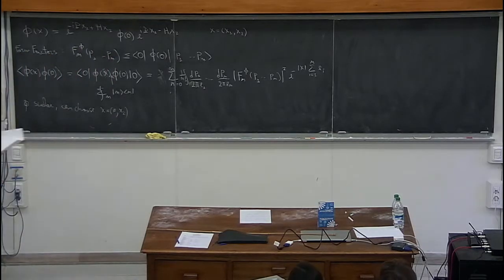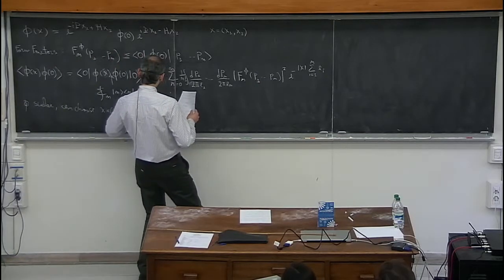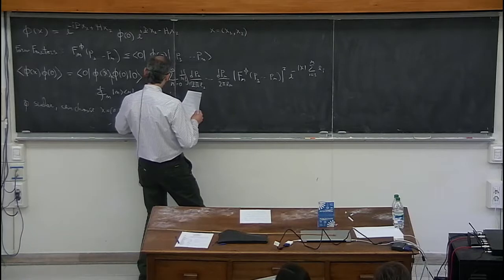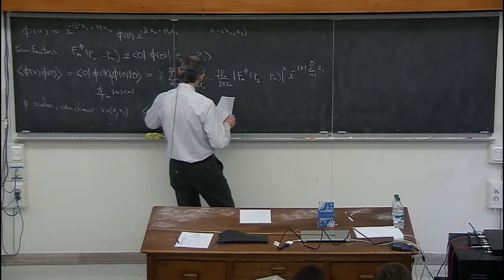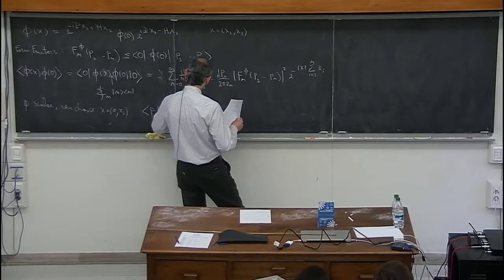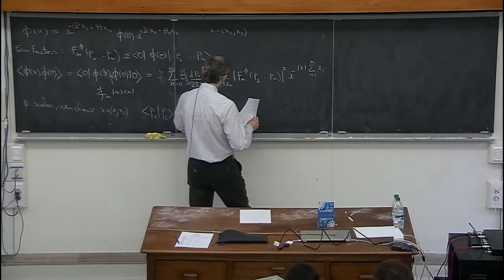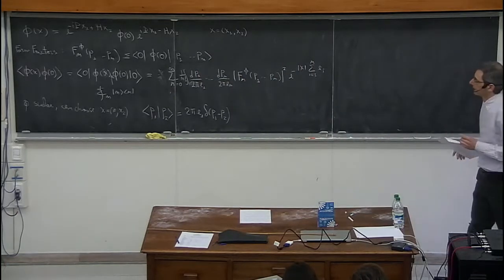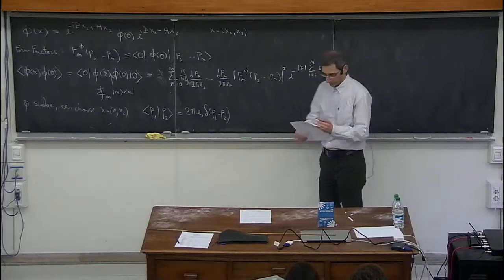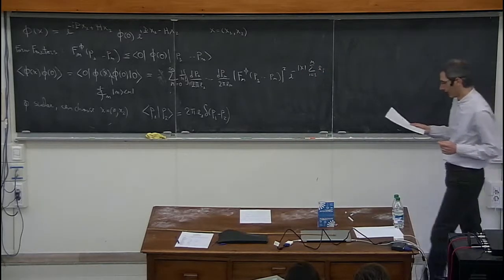I'm also using here, and I say this once and for all, the normalization of the states in this form, 2 pi E1 delta(P1 minus P2). Okay, so I'm writing these things once forever. I will no longer repeat them in the future.